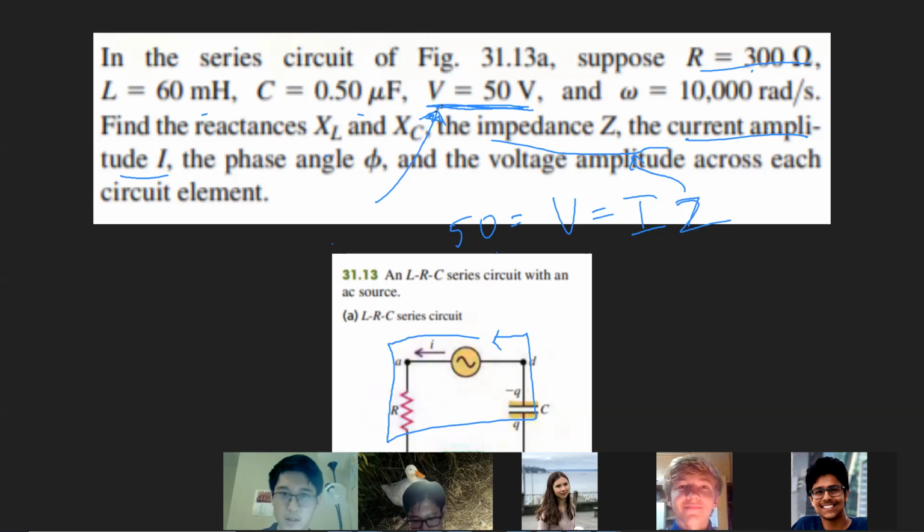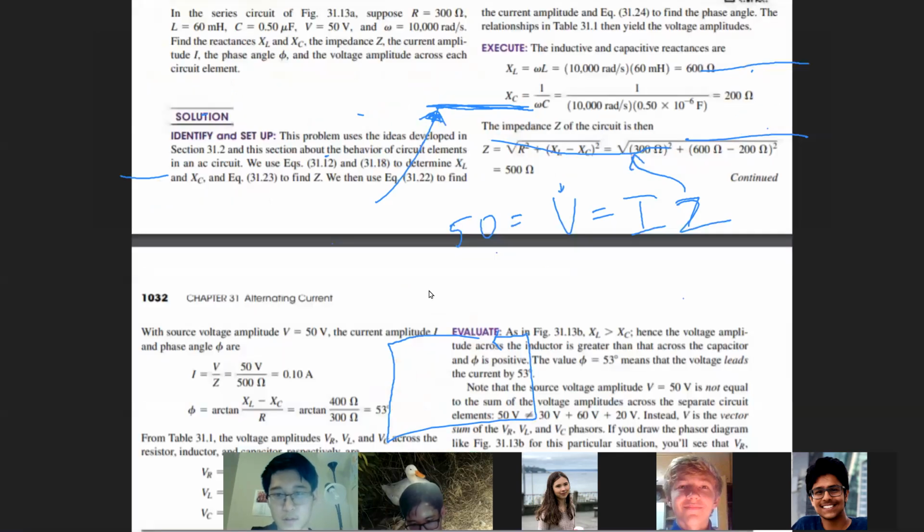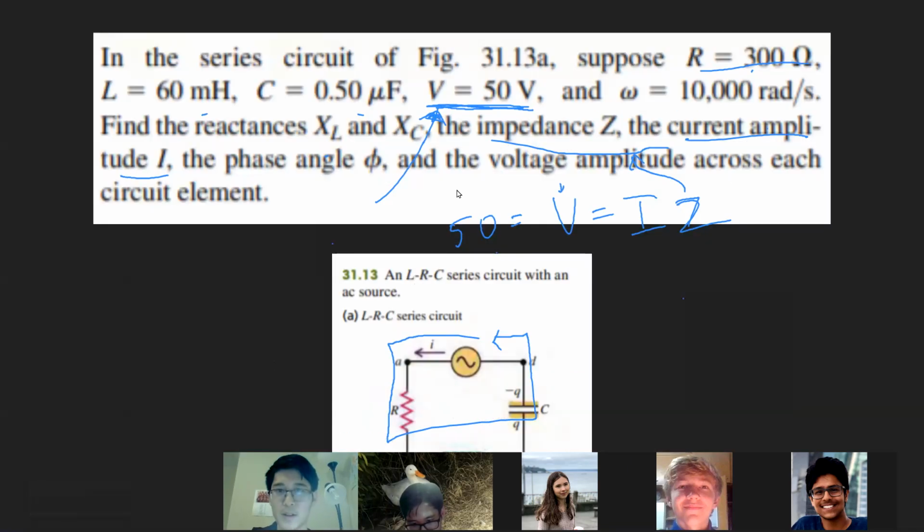But in this question in particular, we're talking about all these things as amplitudes, so I'm assuming that this is also an amplitude. But let me see what the answer is. Oh my gosh, this thing is so annoying. Yeah, in the answer, they also assume that this was just the maximum voltage.